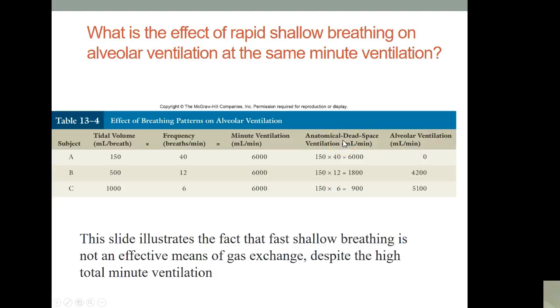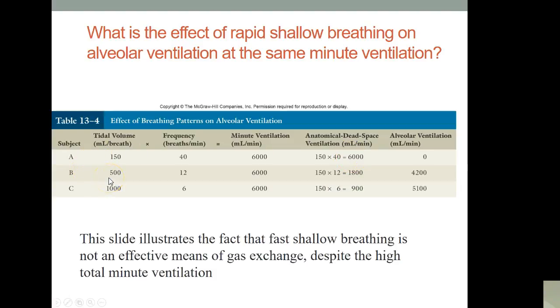Now the average dead space in a normal healthy individual is just the dead space in the conducting airways, which is about 150 mils. So the dead space in this patient is about 150 times their frequency of breathing, or 6,000 mils per minute. Well, that was their minute ventilation. So their alveolar ventilation is 0. Okay, so none of that ventilation is actually reaching the gas exchange surface because they're not clearing the dead space.